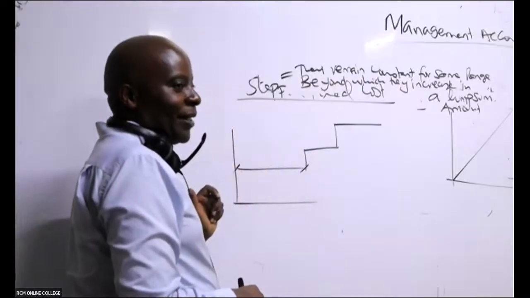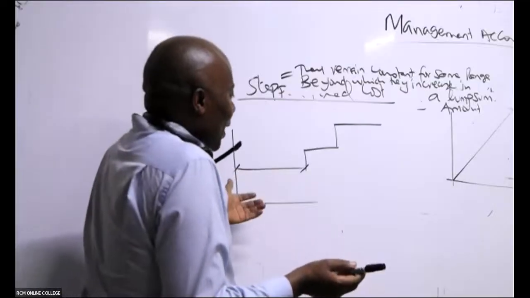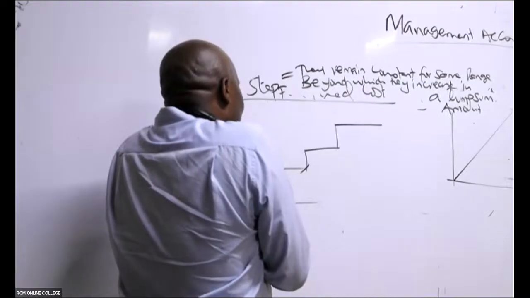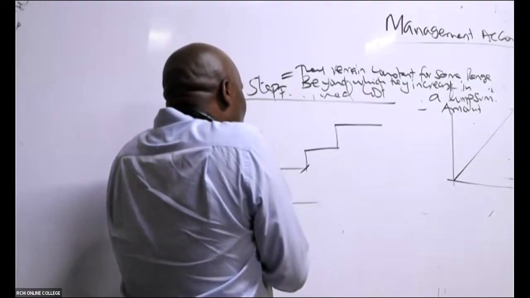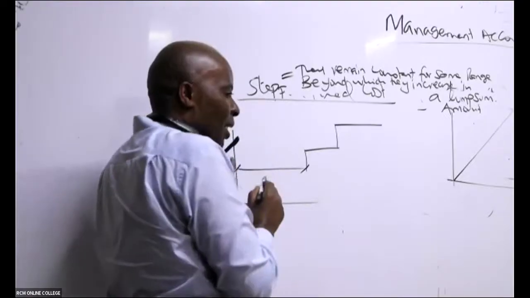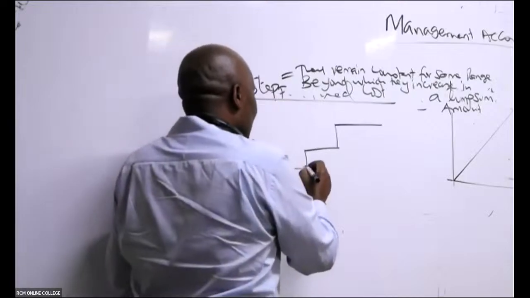The step. So for example, we agree with my landlord here, and they say that if, for example, I'm going to get 20 students, you give me just one room, and this room I'll be paying 20K. But should these students in this case exceed how many?